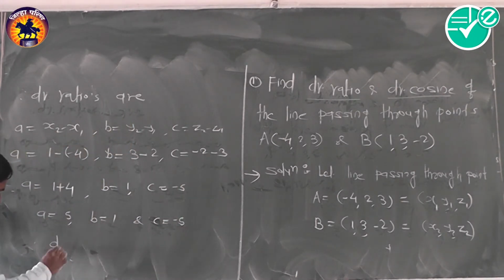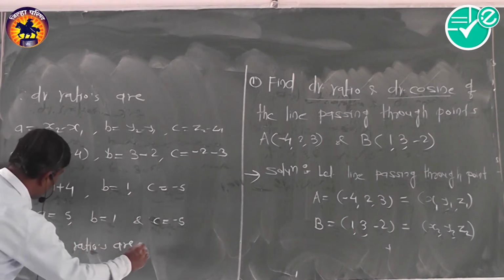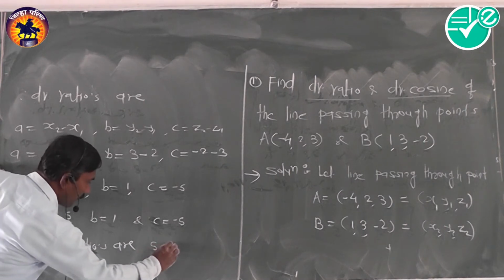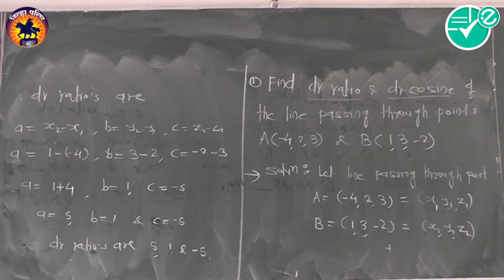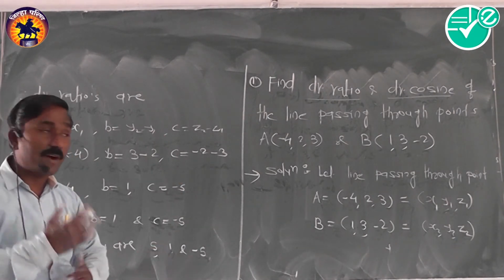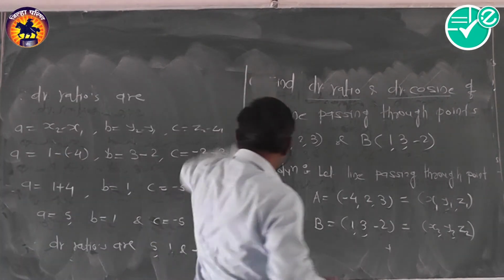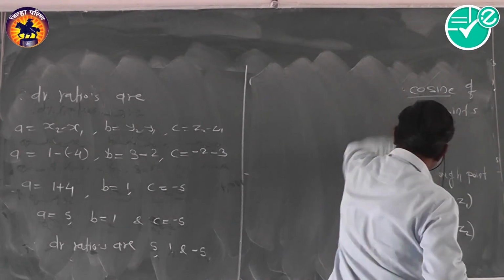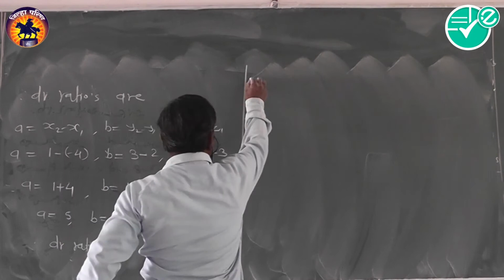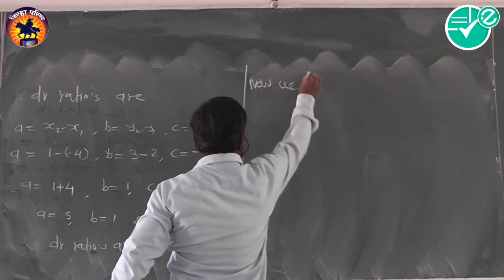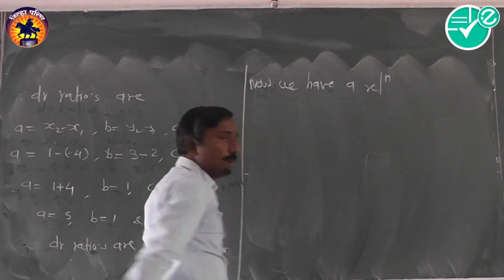Therefore the direction ratios are 5, 1 and minus 5. From this we can find the direction cosines of that line. Now we have a relation. What relation do we have?